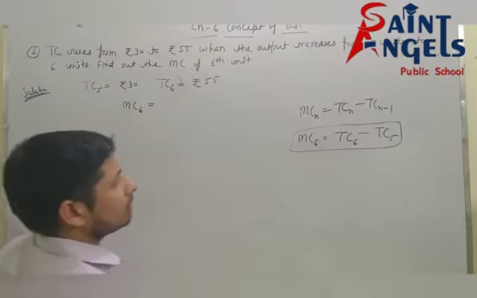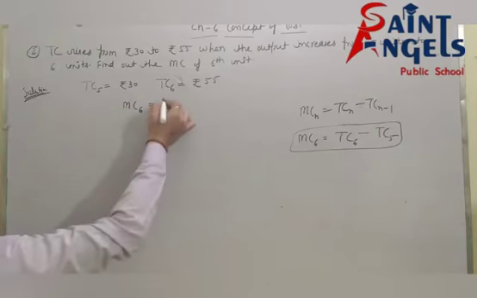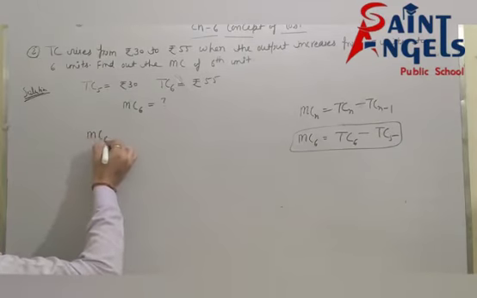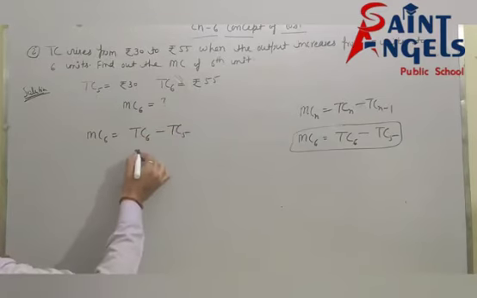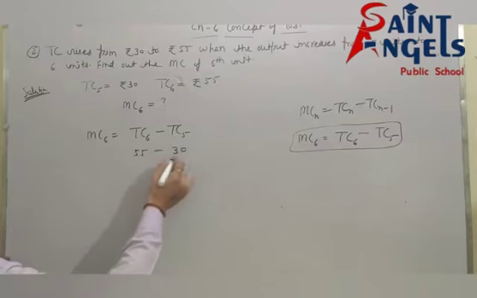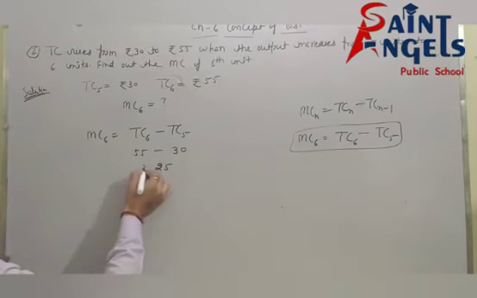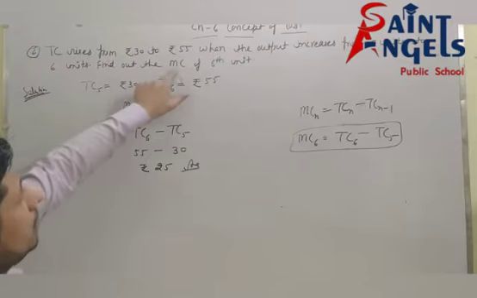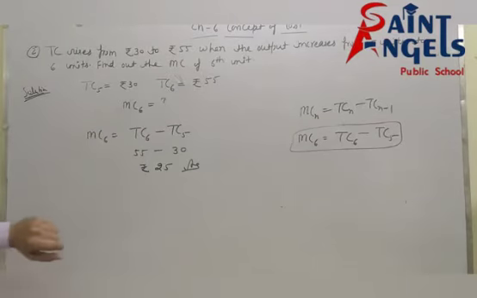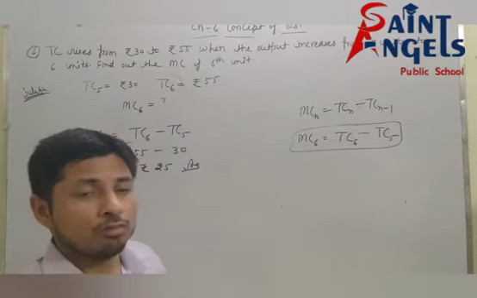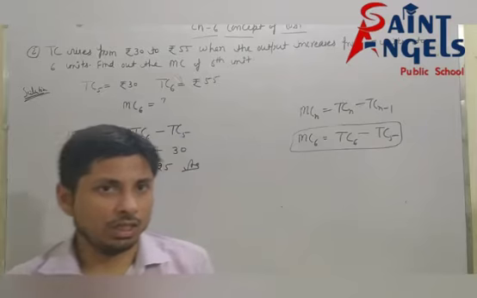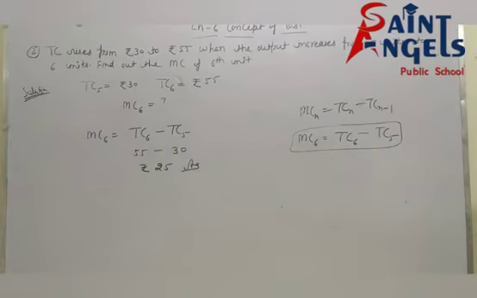So find the value of MC6. MC6 is equal to TC6 minus TC5, 55 minus 30. So the answer will be 25. I hope all of you have understood how to calculate MC6, the marginal cost of the 6th unit. Always remember that in economics the meaning of marginal is additional. Please pause the video and note this down.